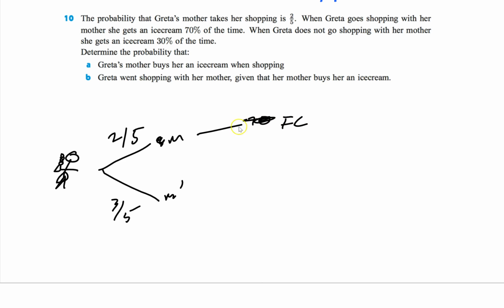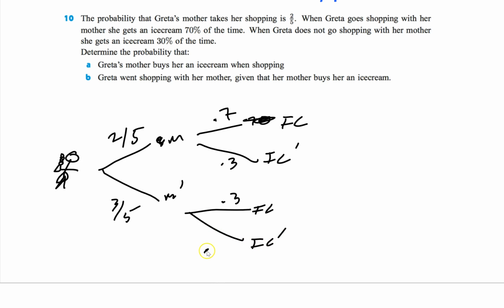So this is ice cream, 0.7. This is no ice cream, 0.3. Remember, this always has to equal 1. So 0.3. She goes by herself. She buys ice cream 30% of the time. That means that she doesn't get ice cream, a little not ice cream, 70% of the time. Right, so that's our tree diagram.